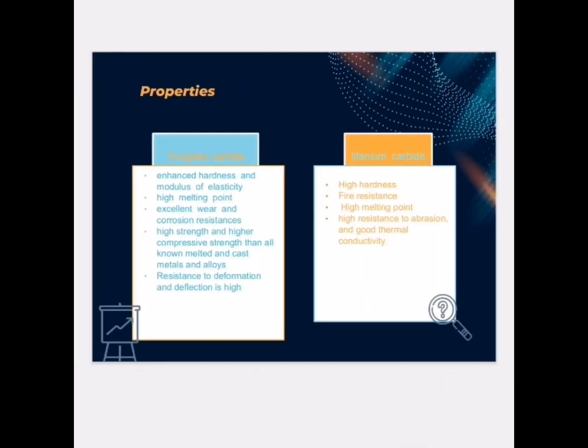Properties of tungsten carbide and titanium carbide: both have high hardness and a high melting point. Tungsten carbide has a high modulus of elasticity and its resistance to deformation and deflection is high, whereas titanium carbide has high fire resistance and good thermal conductivity.